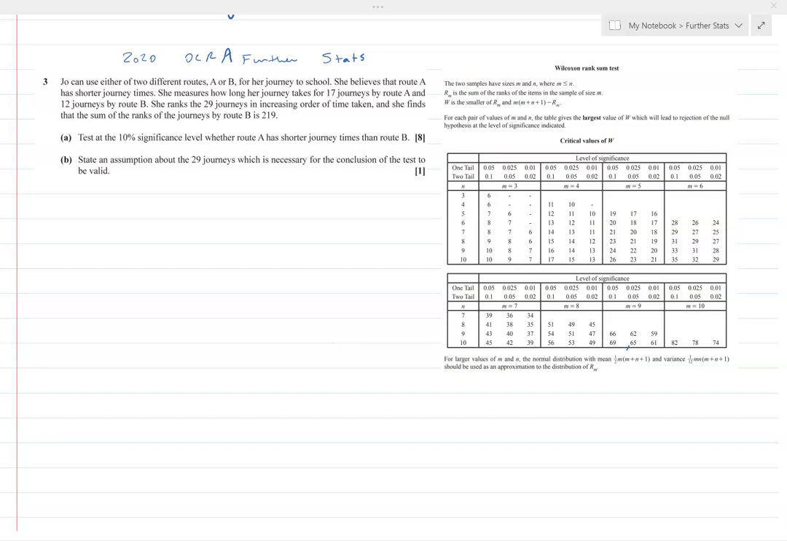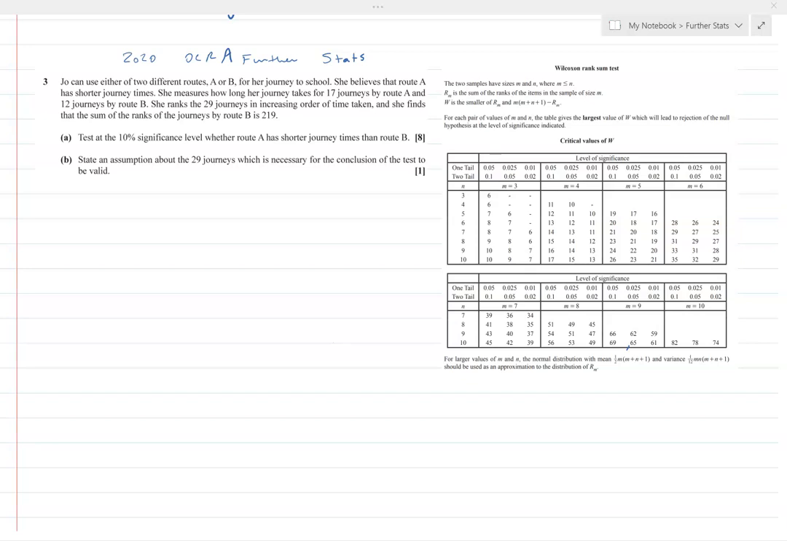Hello, in this video tutorial I'm going to do a question from a recent OCR A further stats paper on Wilcoxon Rank Sum test and the normal approximation thereof. You're given the formulae in the formula book for this test, but I really do think it is important to actually have a concept of what we're actually doing with the Wilcoxon Rank Sum test. You can't just rely on the procedural way of doing it without actually having some concept of how it works.